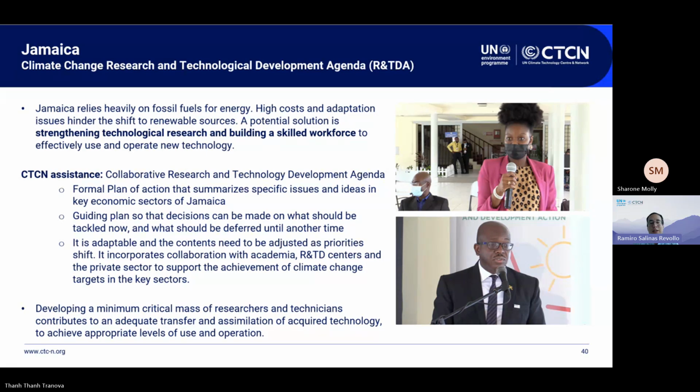For the definition of a research and technological development agenda, we thought to consider two fundamental things: improvement of technological development aimed at increasing energy efficiency, and also the expansion of both production and use of knowledge to address climate change impact related issues.